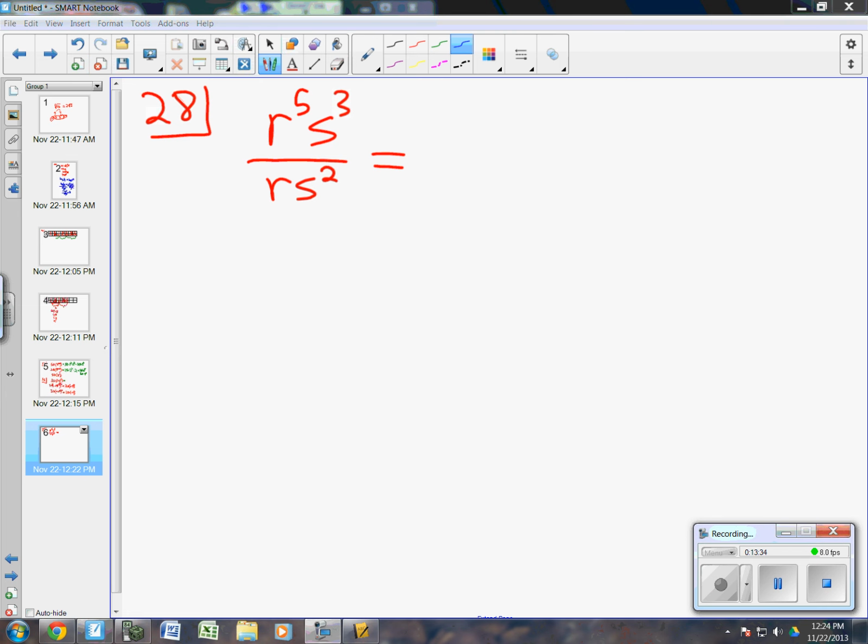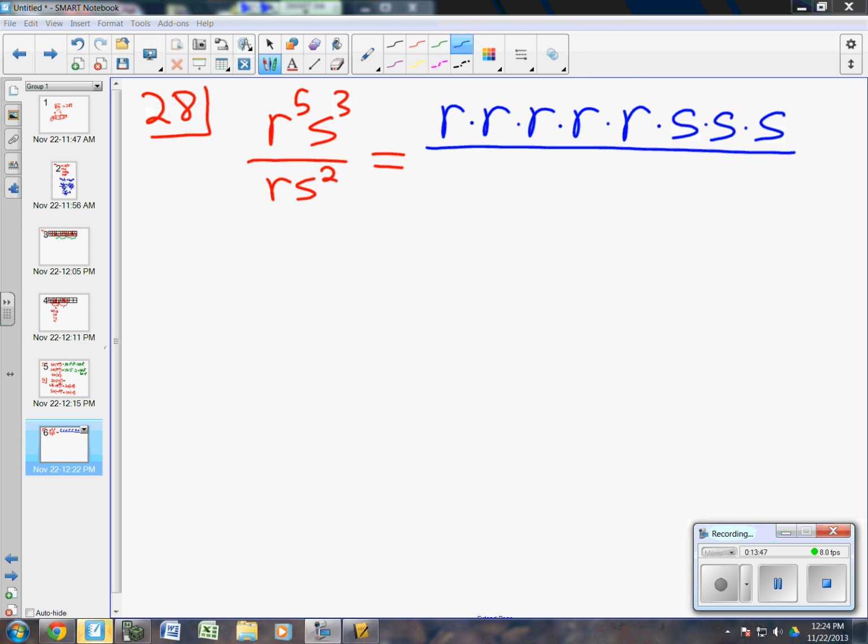You guys, what is the top list of factors going to be? Times S, times S, times S. Okay. What is the bottom list of factors going to be? Now how many of you know how to do this? Could you do it now? Okay. It's pretty easy when you list out the factors. Those cancel out. Those cancel out. Those cancel out. And then what am I left with?